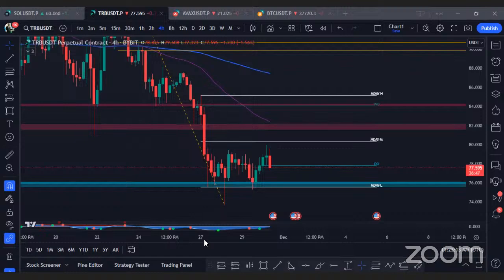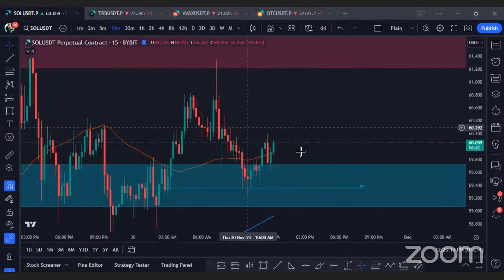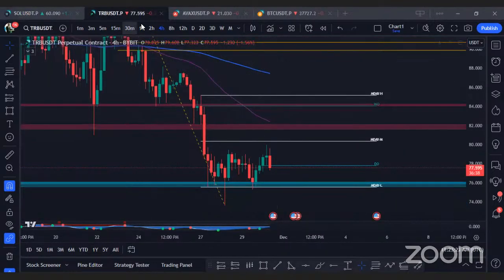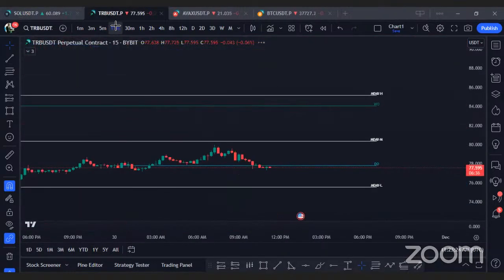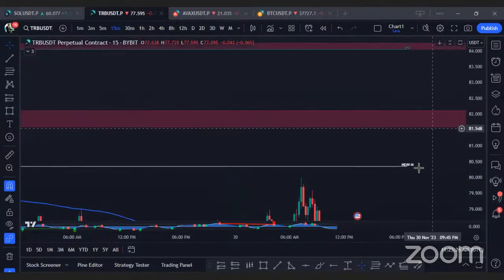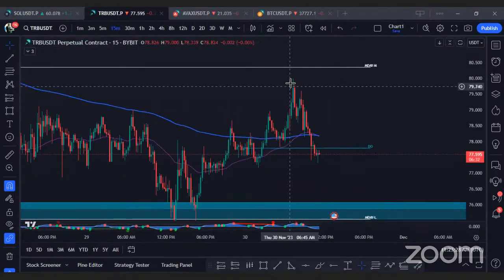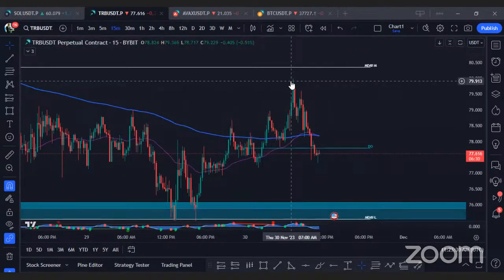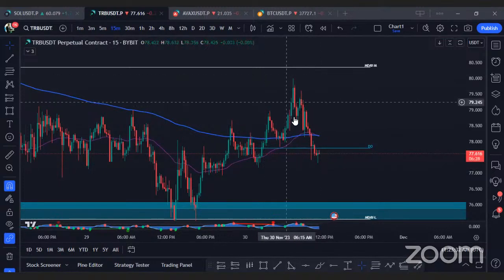Okay, so what are we looking at? I'm still looking at TRB, not good. Okay, Solana is back up. It's TRB I'm waiting for right now. TRB is something else. You know, this move at 79.9 gave me hope that this thing was going to move.